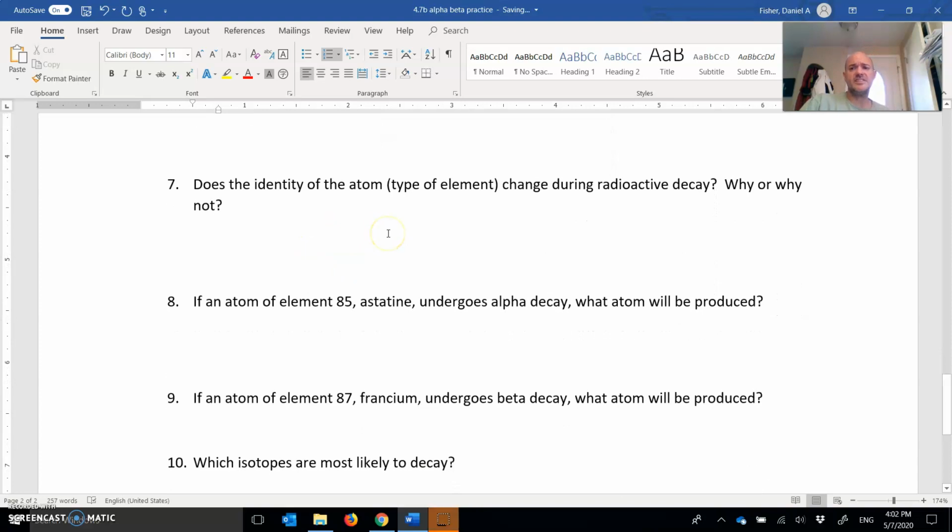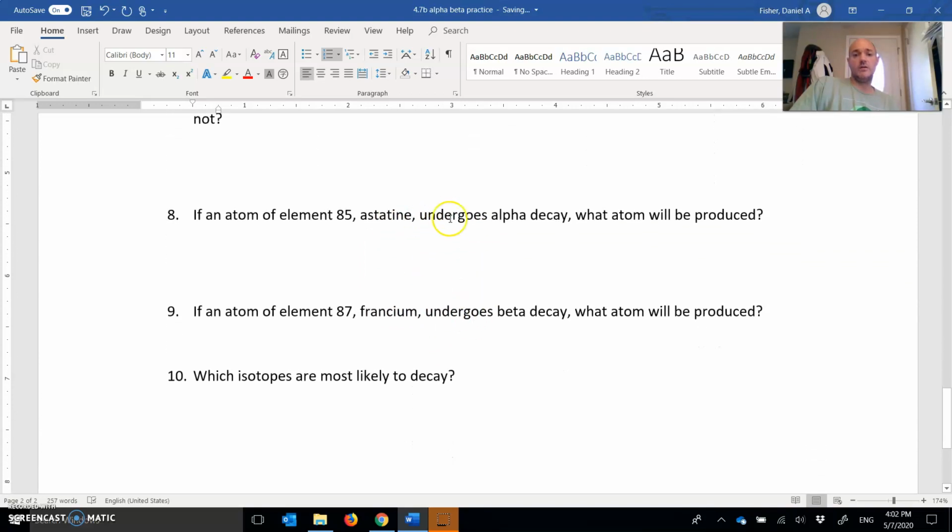Does the type of element change during radioactive decay? Why or why not? These, I think, are pretty simple questions. If astatine undergoes alpha decay, what type of atom will be produced? You've got the alpha particle that comes off. What's going to be the daughter isotope?